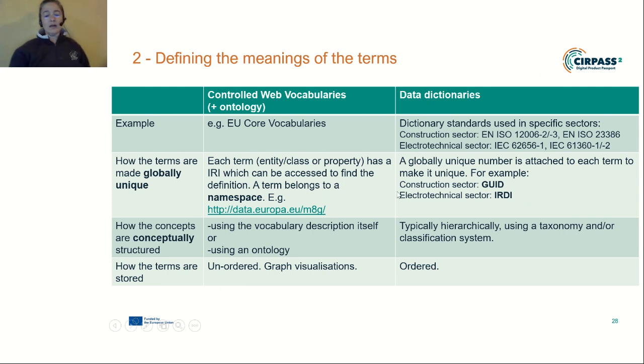So typically, the concepts are organized or structured hierarchically. They can be flat, but typically, when there's a relation between them, they are organized in a hierarchical manner, using a taxonomy and often using a classification system. And so this means that the terms can be ordered.